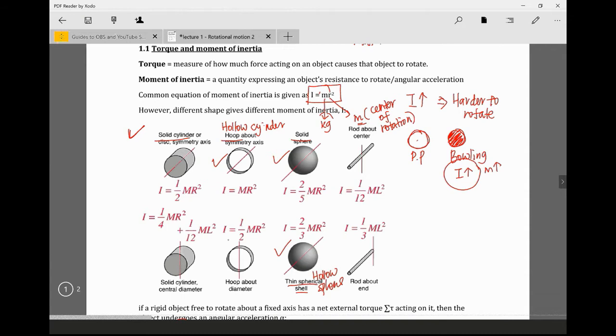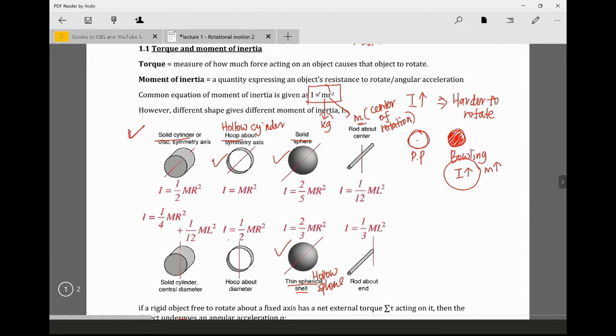So it's similar to the inertia in linear motion. An object when it is moving will continue to move, or an object when it is at rest will continue at rest, until you apply another force on it. Same goes with moment of inertia. If an object is not spinning, it is harder to spin if it has higher moment of inertia.